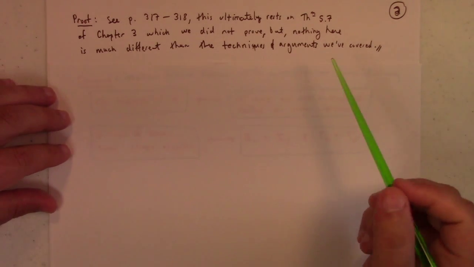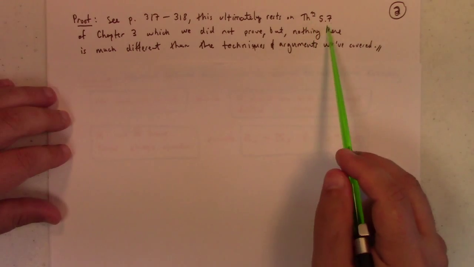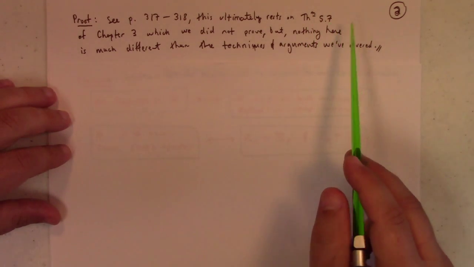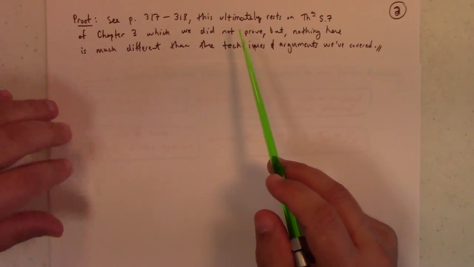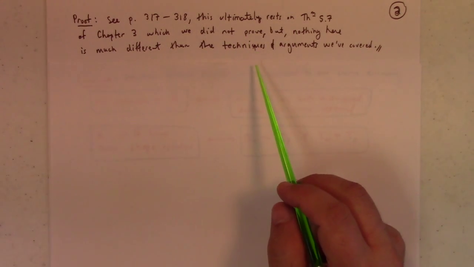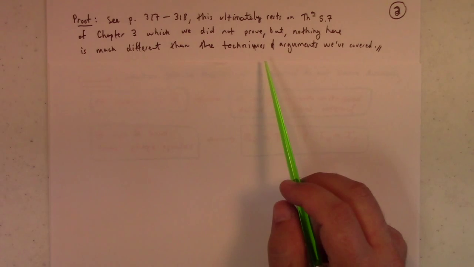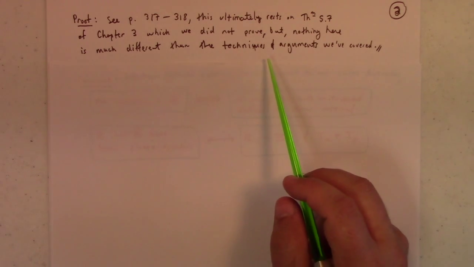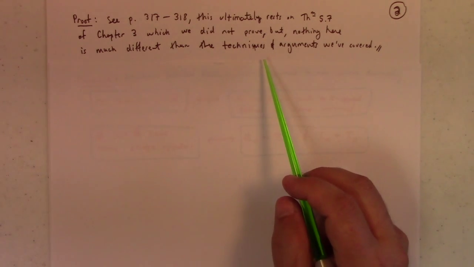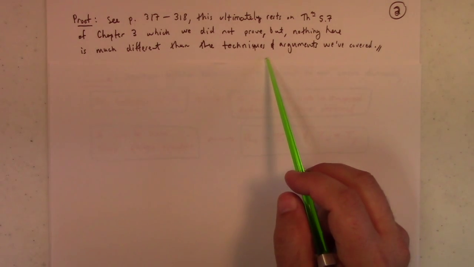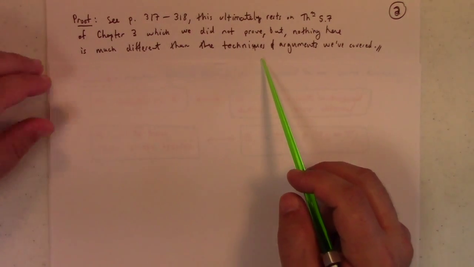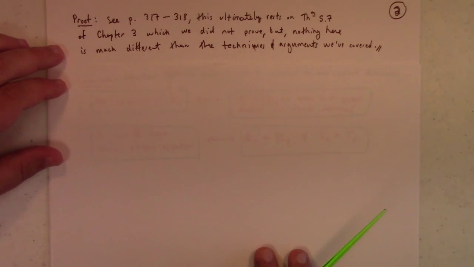Somewhat technical, but it ultimately rests on theorem 5.7, which is analogous to something we proved, but we didn't actually prove theorem 5.7 in chapter 3. It's at the very end of chapter 3. But anyway, I think it's important for you to read the theorem and everything, but I'm not going to spend time on it here. I would point out that the techniques and methods of this theorem are really not much different than the ones I've shown you, so I don't feel obligated to go through it. I think it's more important to understand the result here.